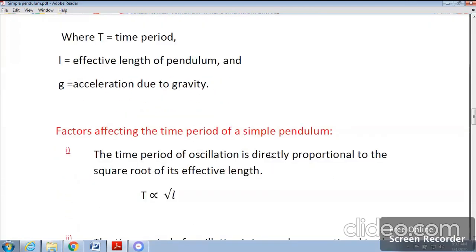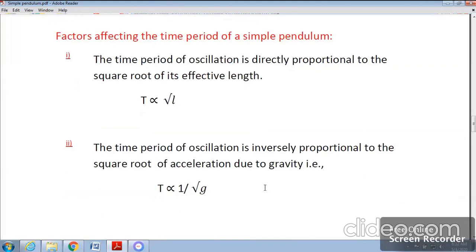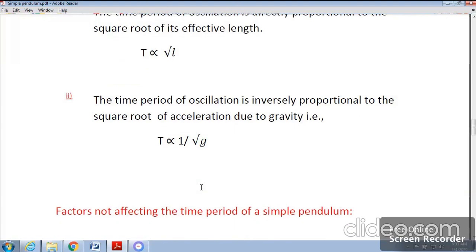gravity. Now from this relation, two very important questions they ask: what are the factors on which the time period of a simple pendulum depends? Very first, time period is directly proportional to the square root of its effective length, so it depends upon the length. Time period is inversely proportional to the square root of acceleration due to gravity, so it depends on that also. G varies rarely, so only in limited conditions. So these are the two factors on which it depends.